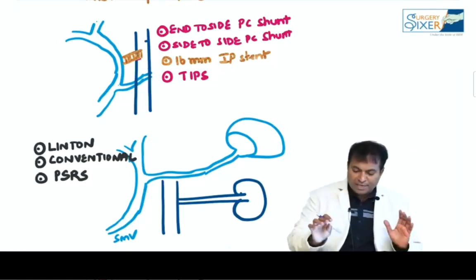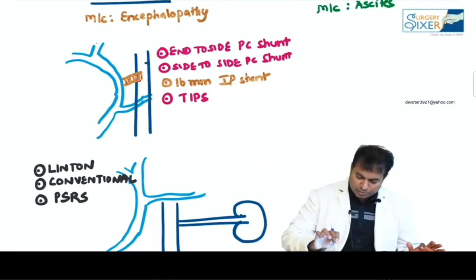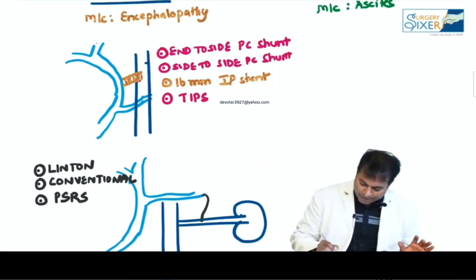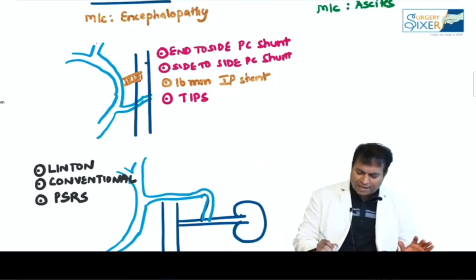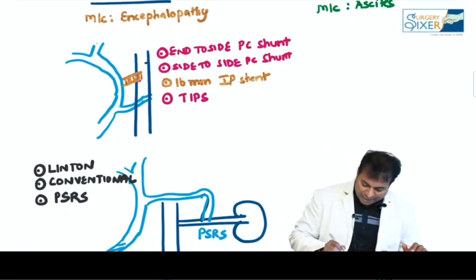What I will do in this shunt, please follow this picture I am drawing here. It is also a type of non-selective shunt. I will remove the spleen. In this procedure, first I remove the spleen and then anastomose the splenic vein to the renal vein like this. So this is proximal splenorenal shunt, the Linton shunt, and you can see the entire blood from here will now not go to the liver, but will go like this into the IVC.